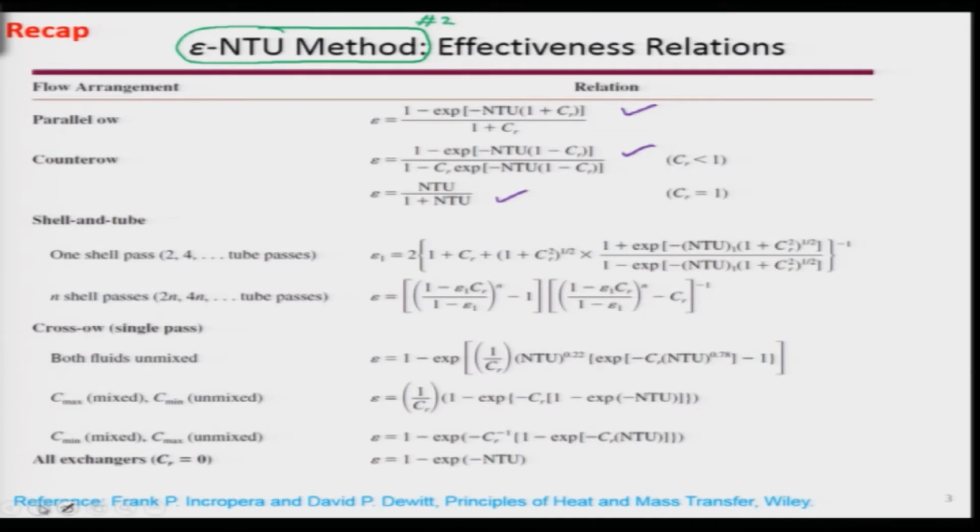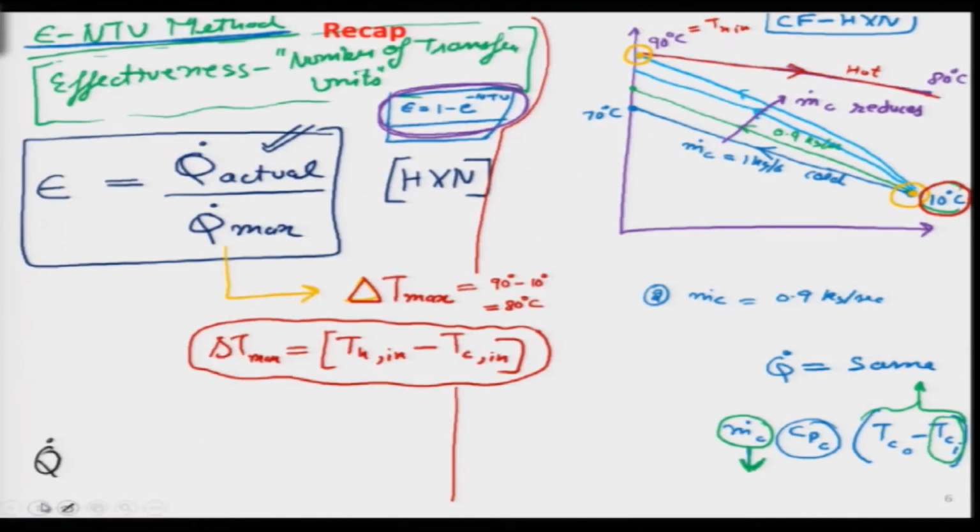So, we have looked at the epsilon NTU method, where epsilon stands for the effectiveness. We started off with the most basic definition for effectiveness, which for the heat exchanger we can write in this form: the heat transfer rate Q dot actual of the heat exchanger divided by Q dot max, where this delta T max we have defined in such a way that we have figured out what is the maximum temperature difference inside the heat exchanger.